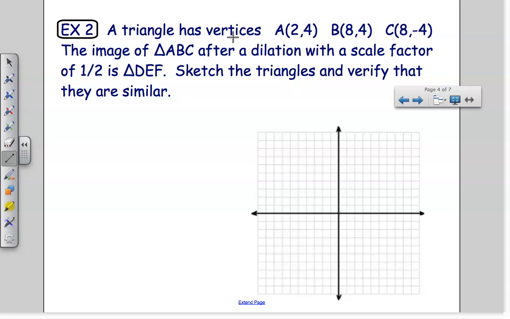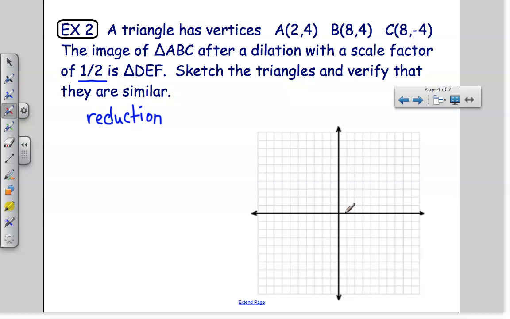Another example here, a triangle has these vertices, A, B, and C. The image of this triangle ABC after a dilation with a scale factor of 1/2 is triangle DEF. So we're doing a dilation. This time the scale factor is 1/2, so we're doing a reduction. We're going to make that thing smaller because I'm noticing the scale factor is less than 1. It's 1/2. Sketch of triangles, verify they are similar. Okay.